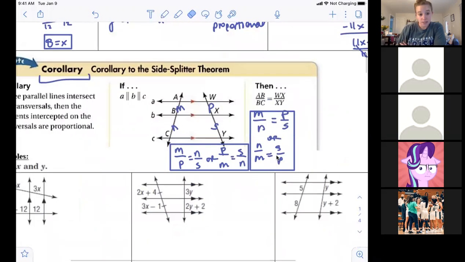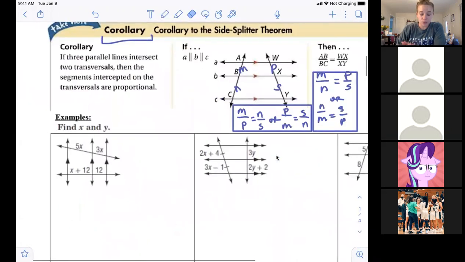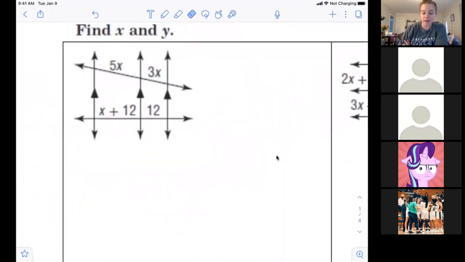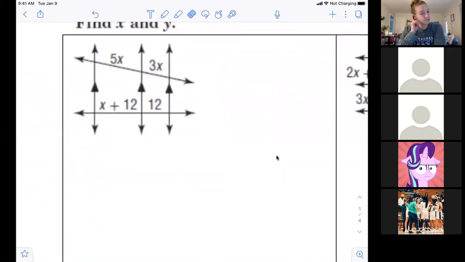All right, so we're just practicing more side splitter, except instead of 2 triangles, I just have these parallel lines, but it's the exact same method. So in this shape, I need to set up my proportion. So somebody I haven't talked to yet, what would my proportion be here?